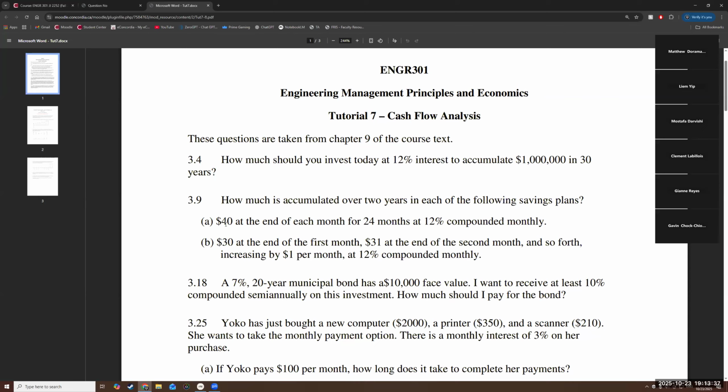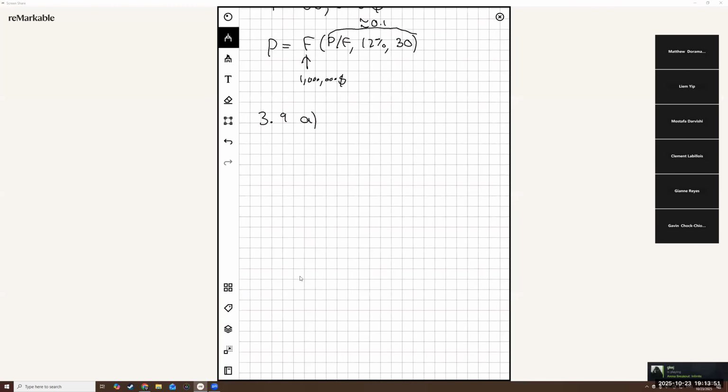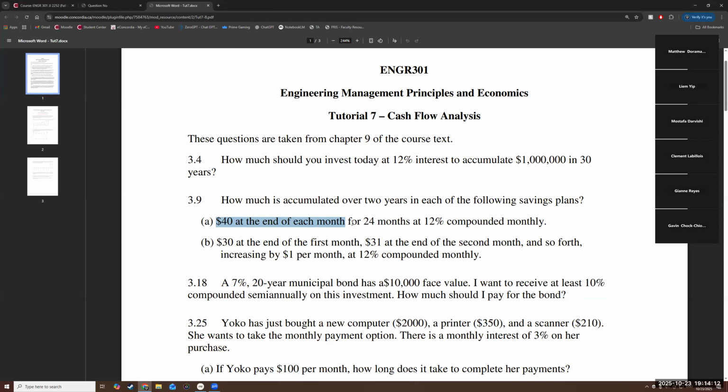Anytime you have a reoccurring payment, you get $40 at the end of every month. Anytime you have a reoccurring payment like this, we call that value A. So we'll write capital letter A is equal to 40. A stands for annuity, but it doesn't have to be on a yearly basis. Any reoccurring payment over a consistent period, we call it A. Okay. Then it says for 24 months at 12% compounded monthly.